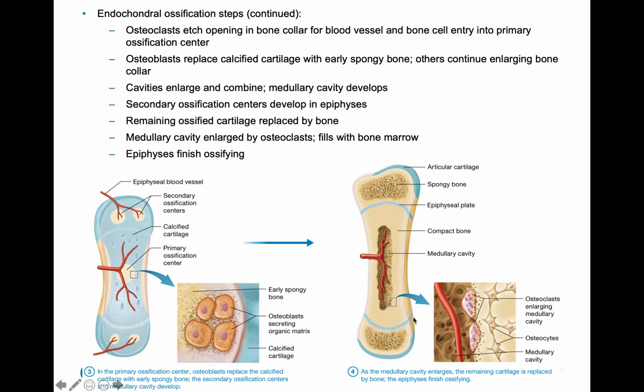And remember, epiphyseal plates are lines of hyaline cartilage between the epiphysis and the diaphysis. So we have an epiphyseal plate here, an epiphyseal plate here. Those epiphyseal plates are remnants of the hyaline cartilage that we started with. And the other remnant of the hyaline cartilage that we started with is the articular cartilage. And remember, articular cartilage is hyaline cartilage that surrounds the epiphysis.